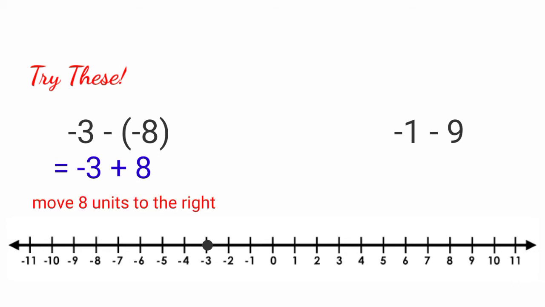That is 1, 2, 3, 4, 5, 6, 7, 8. We ended up with positive 5. Therefore, negative 3 minus negative 8 is equal to positive 5.